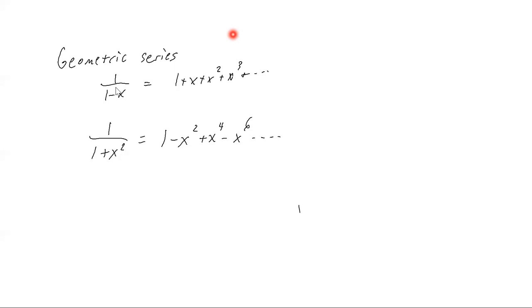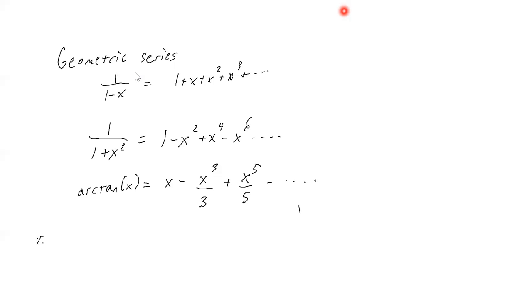And if you integrate both sides, well, 1 over 1 plus x squared is the derivative of arctan. So integrating and then plugging in x equals 0 would give us the constant term is 0. So we get arctan of x as a power series, which is x minus x cubed over 3 plus x to the 5th over 5 minus x to the 7th over 7, and so on and so forth.